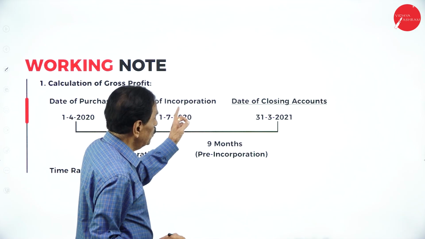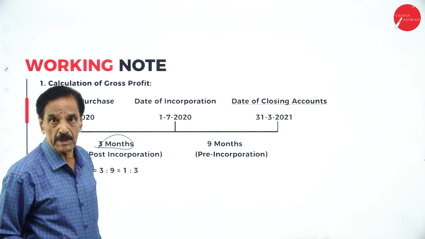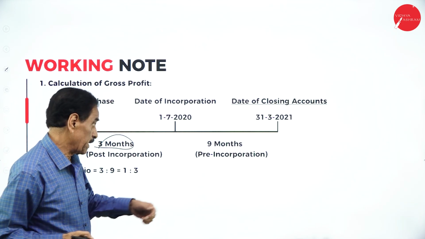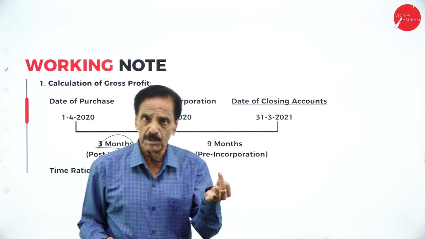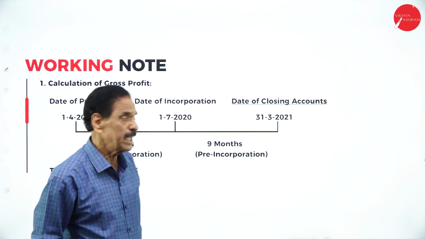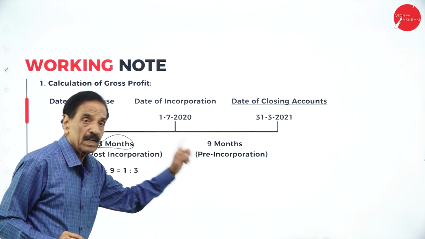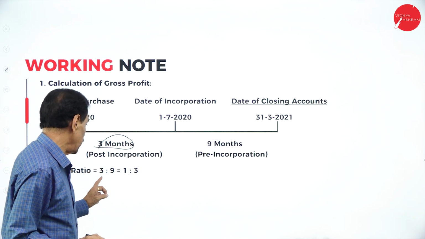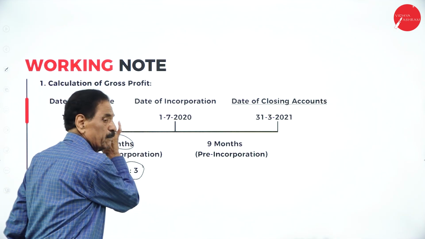From 1/7/2020 to 31/3/2021 is post-incorporation. How many months? 9 months. That is July, August, September, October, November, December, January, February, March. Totally 9 months. So pre-incorporation is 3 months, post-incorporation 9 months. They are in the ratio of 3:9. That is 1:3. This is your time ratio.